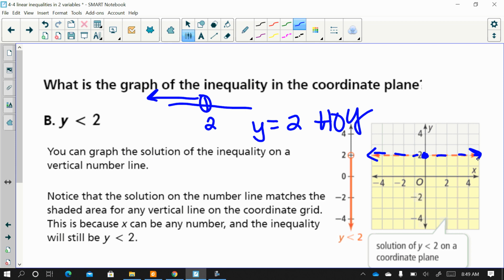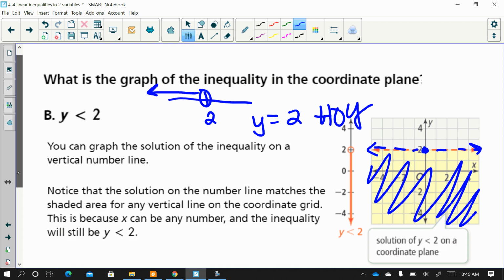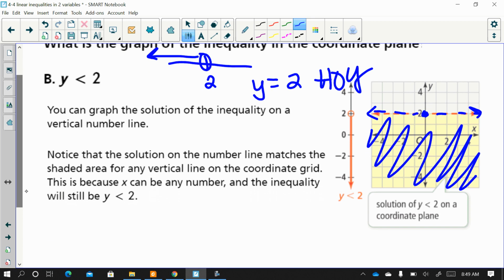So then I got to do my shading. I'm less than. Y is my vertical axis. Am I less than 2 if I go up or if I go down? Well, it's if I go down. So I want to shade below the line. That's how you graph a Hoy line when it's an inequality.